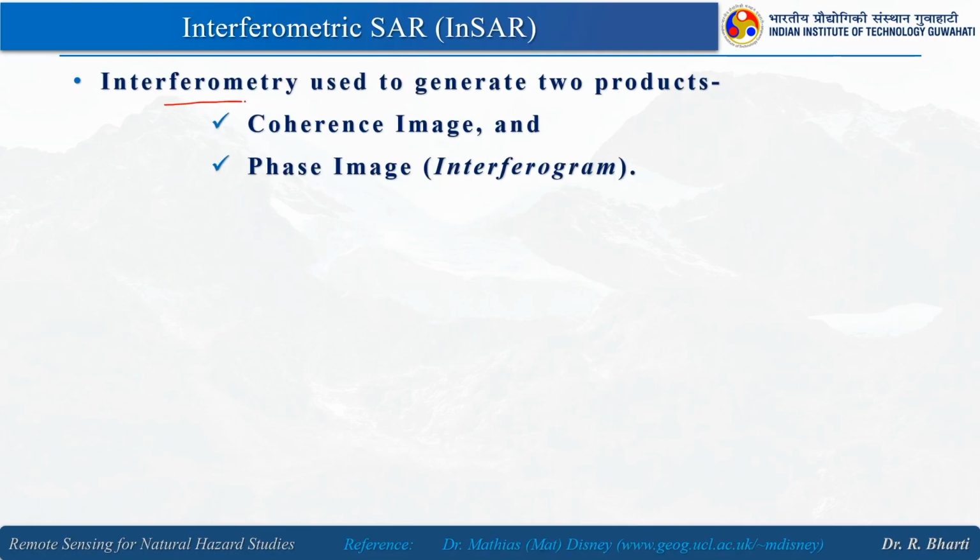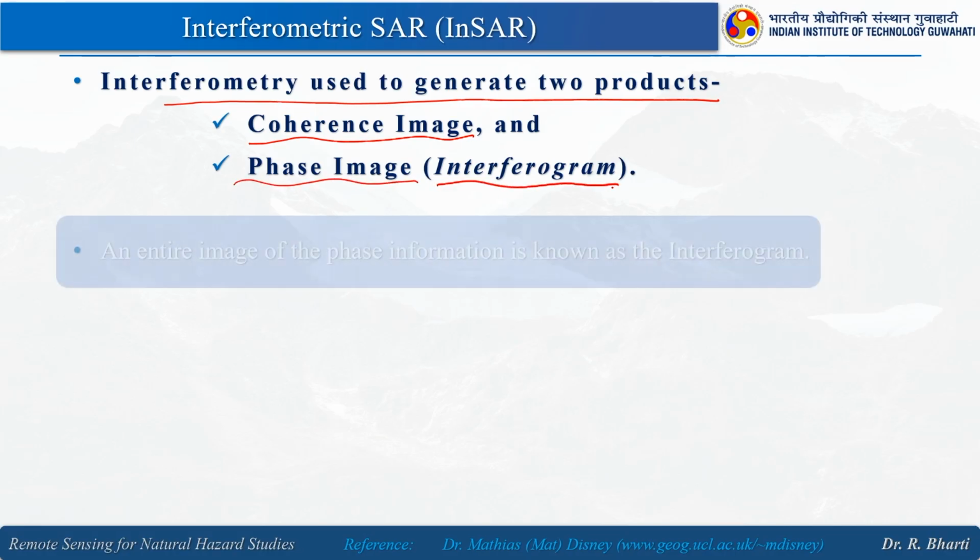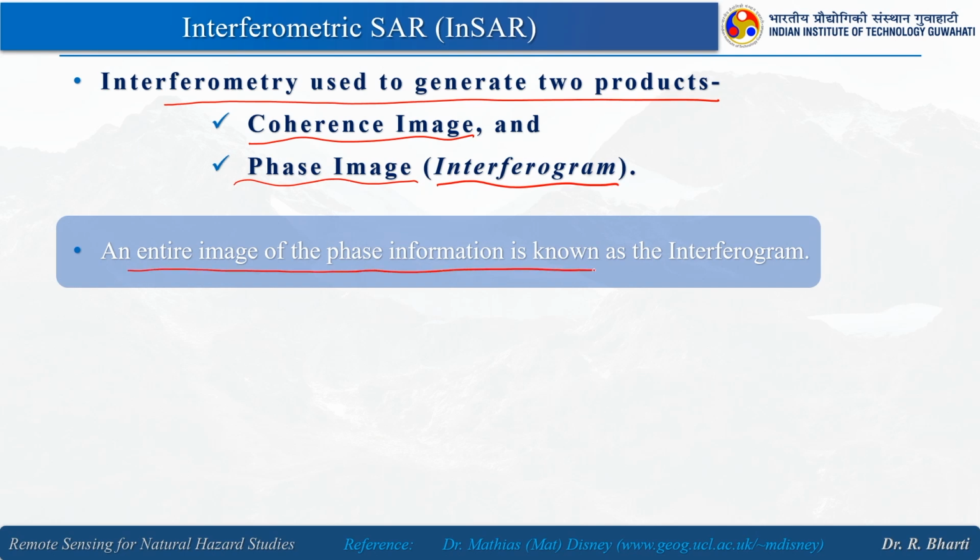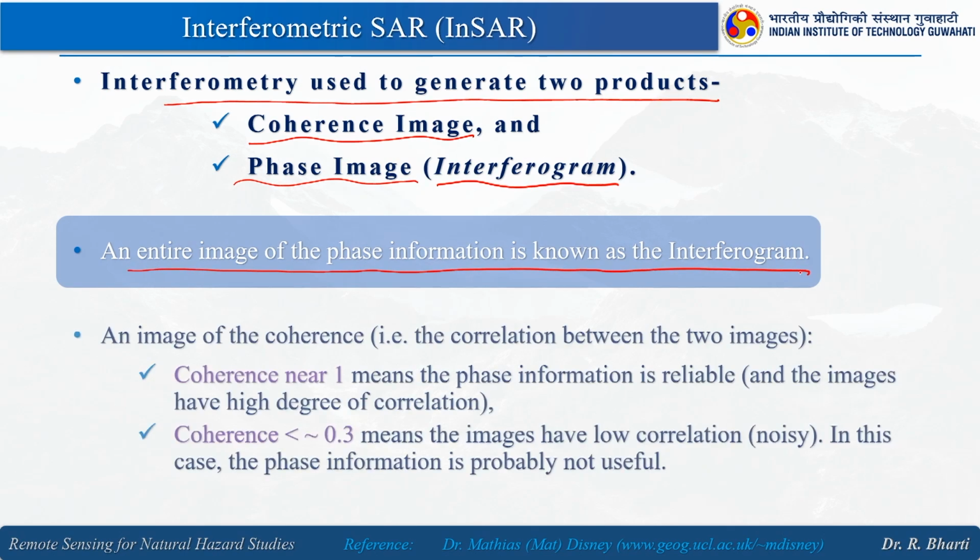So the interferometry is used to generate two products. The first one is the coherence image and the second one is the phase image. The phase image is also known as the interferogram. So the entire image of the phase information is known as the interferogram. An image of the coherence, here you can see how we can interpret.